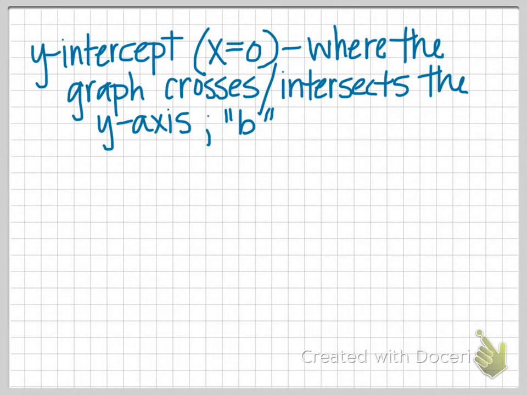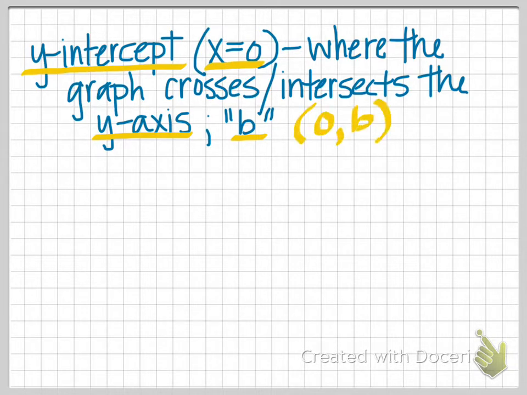One of the intercepts is our y-intercept, which we are already familiar with. We use the letter b to represent it in our mx plus b form of a linear equation, linear function. The y-intercept, remember, is where the graph crosses or intersects the y-axis. That's the vertical axis. And at that point, x has a value of 0. So as an ordered pair, it would be (0, y-intercept). Okay?